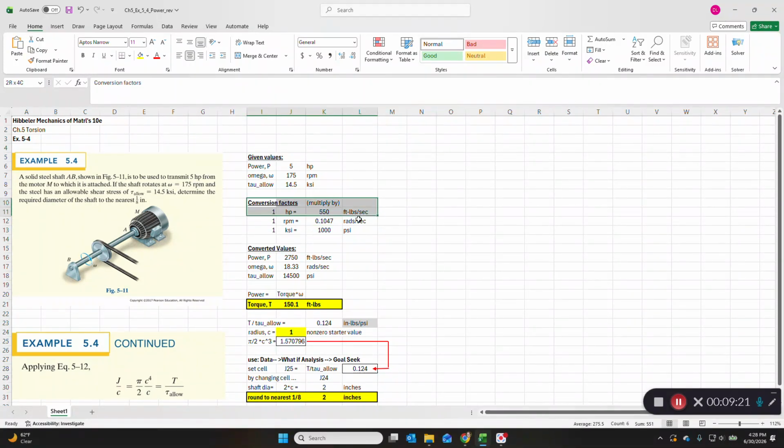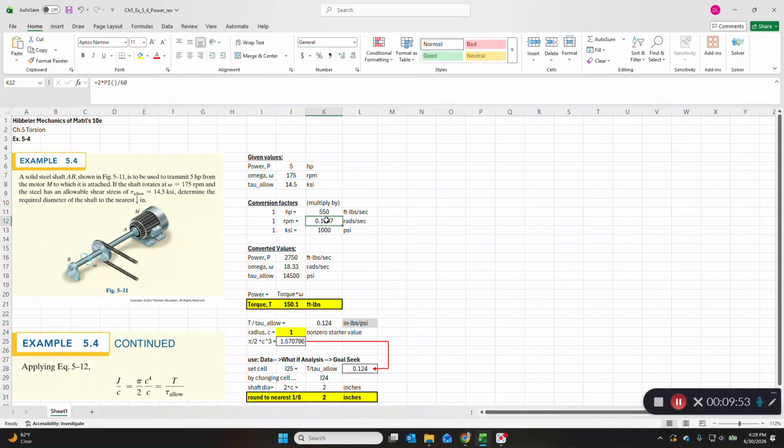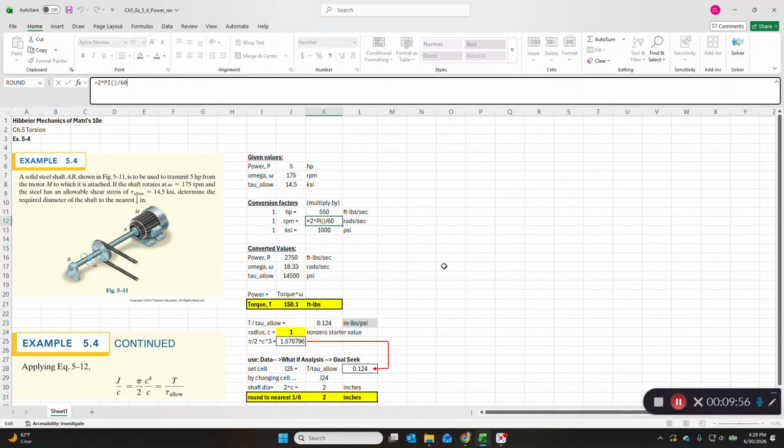So we wanted to just show these conversion factors to show you now that we want to get power out of horsepower and get it into foot-pounds per second. So power is always in energy per unit time. Okay? So foot-pounds per second, we're going to take the 5 horsepower and multiply it by 550 to get 2750 foot-pounds per second. We're going to take the omega of 175 and multiply it by this 0.1047. That's the same as multiplying it by 2 pi and then dividing it by 60.